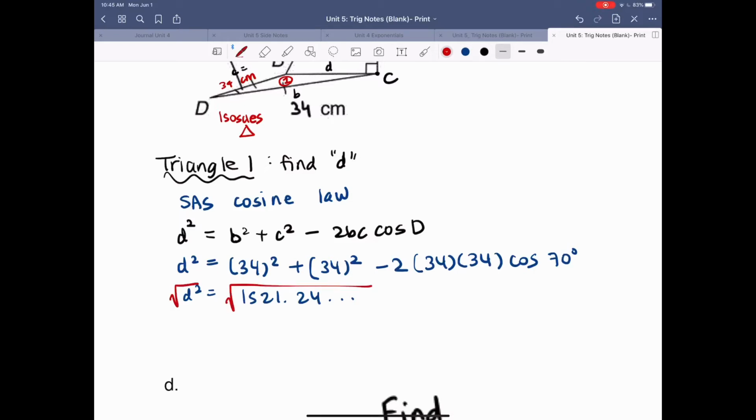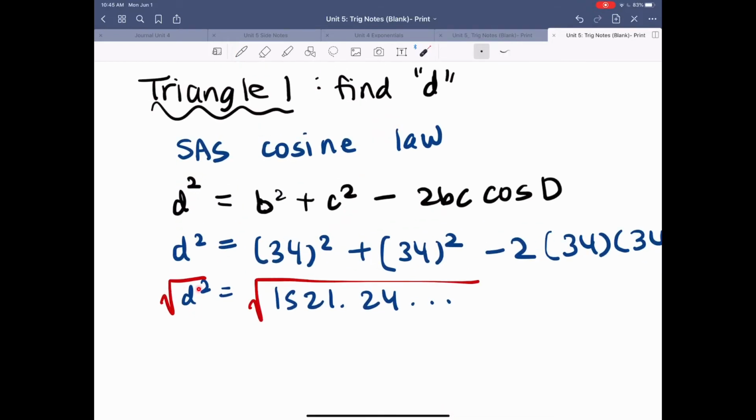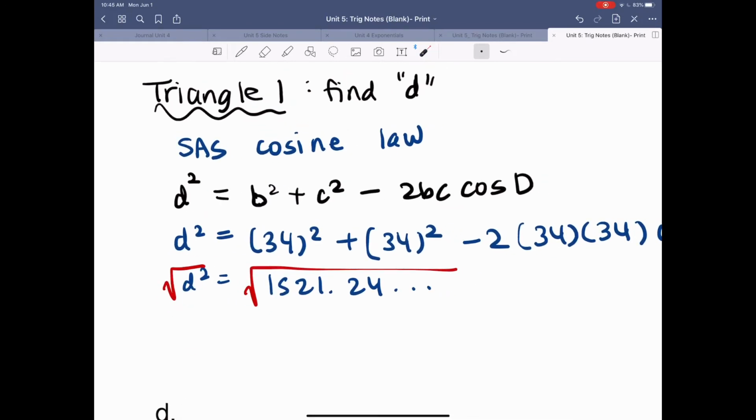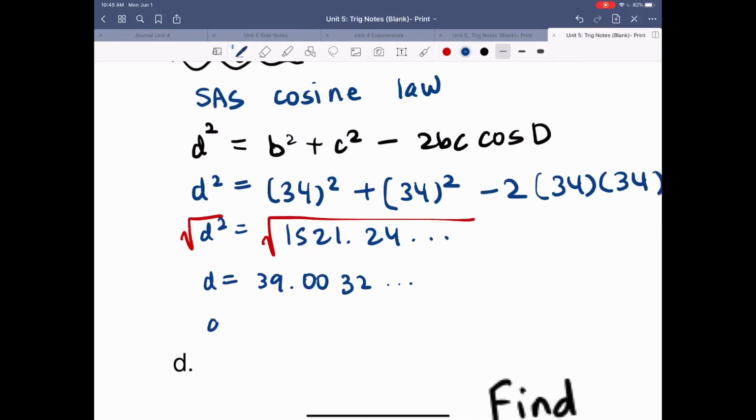to square root both sides. I made sure I didn't lose this on the left, because sometimes some people might just assume and not write anything, and then they suddenly have their variable. But we have to remember that we have to square root both sides, because it started off with d squared. So when you do that, we're getting d is equal to approximately 39.0032 dot dot dot, keeping everything. But that is approximately 39.0 centimeters.